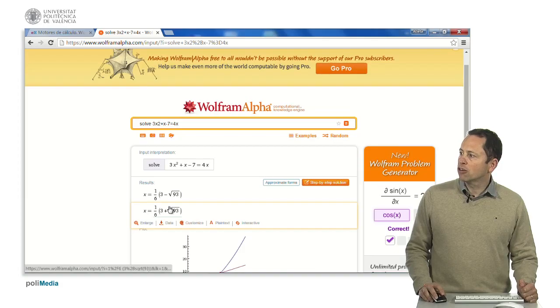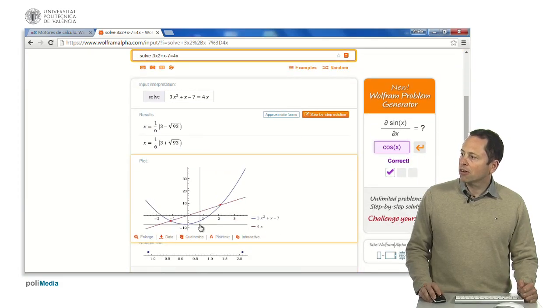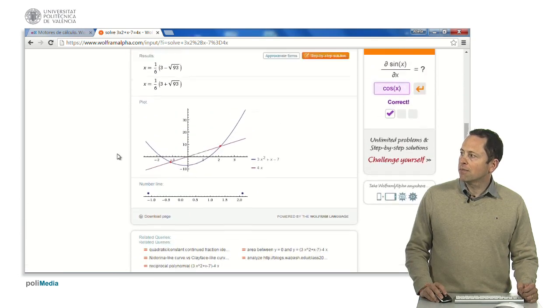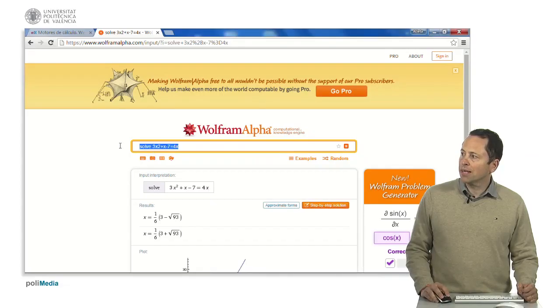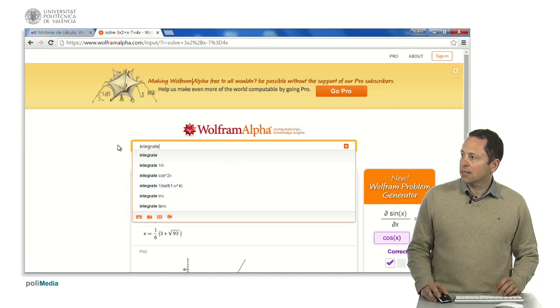At the end of the day, it's a matter of learning how to properly input the formulas. And it's going to give us the solutions here. On top of that, it'll give us the graphical representation as well. If there were more results, it would give us more. Because, for example, we can also ask it to integrate. Let's type in something so it provides us with some integration results.